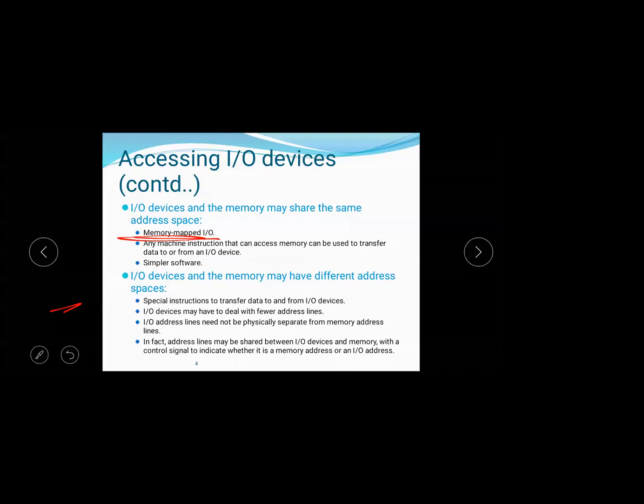Both memory unit and IO device are in the same address space. That is called memory mapped IO. And IO mapped IO is also there, that is, both memory unit and IO devices have different address spaces. And any machine instruction that can access memory can be used to transfer data to or from an IO device.